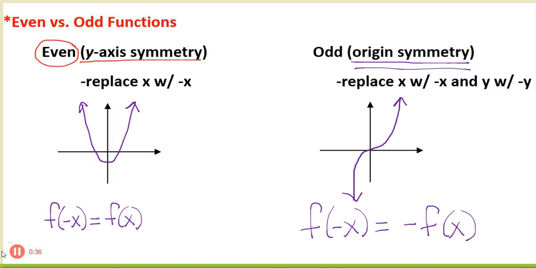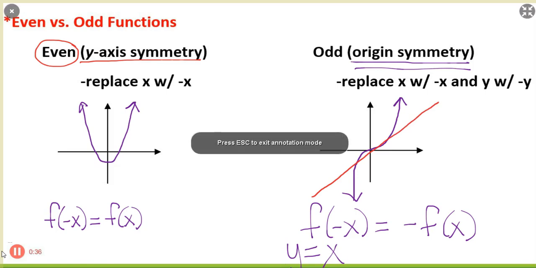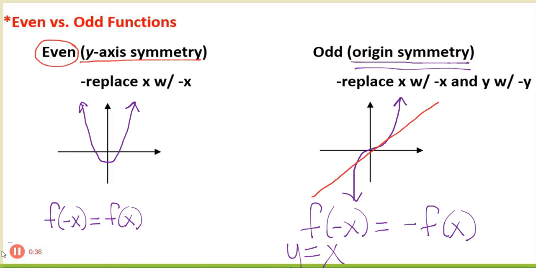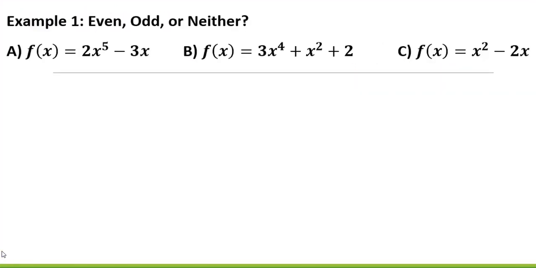Graphs that have origin symmetry have a symmetry line at y equals x. So if we were to graph that line y equals x, that would be a line of symmetry. So let's go ahead and practice it algebraically.